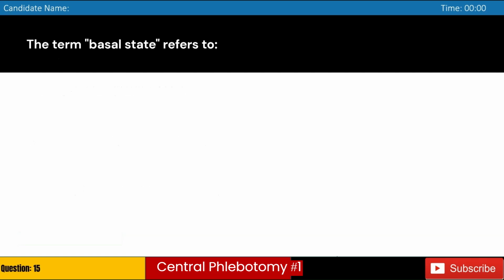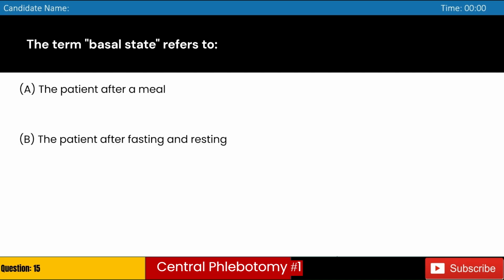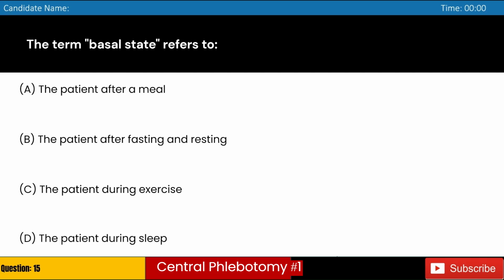The term basal state refers to: A. The patient after a meal. B. The patient after fasting and resting. C. The patient during exercise. D. The patient during sleep.